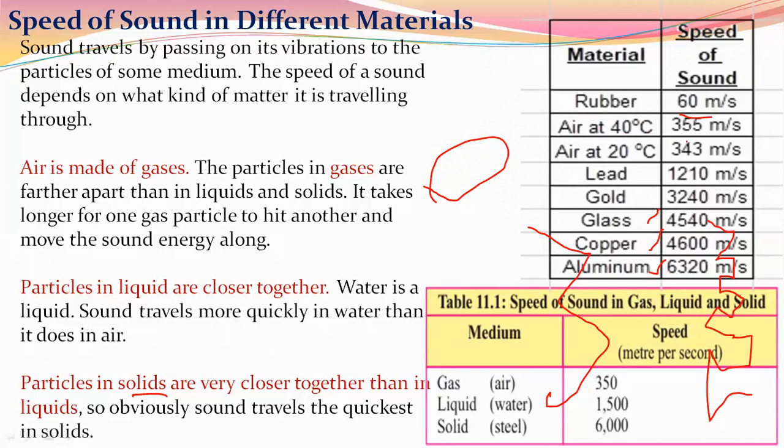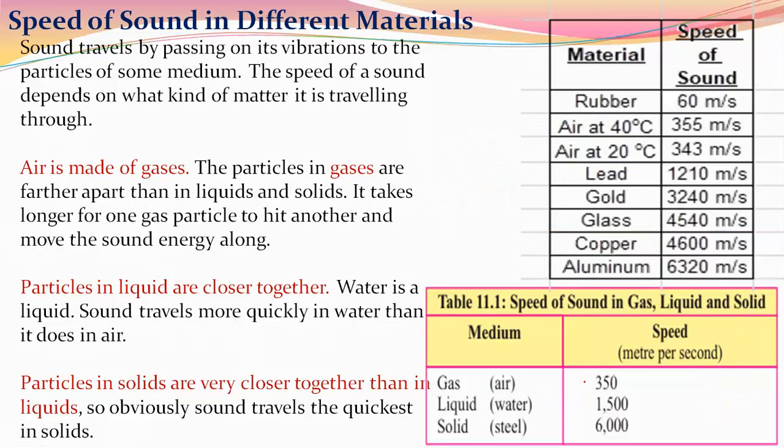Air at 40 degrees centigrade and air at 20 degrees centigrade are gaseous media, so they have this type of speed of sound. So here we can see the speed of sound in gas, liquid, and solid, which is exactly as in your book.